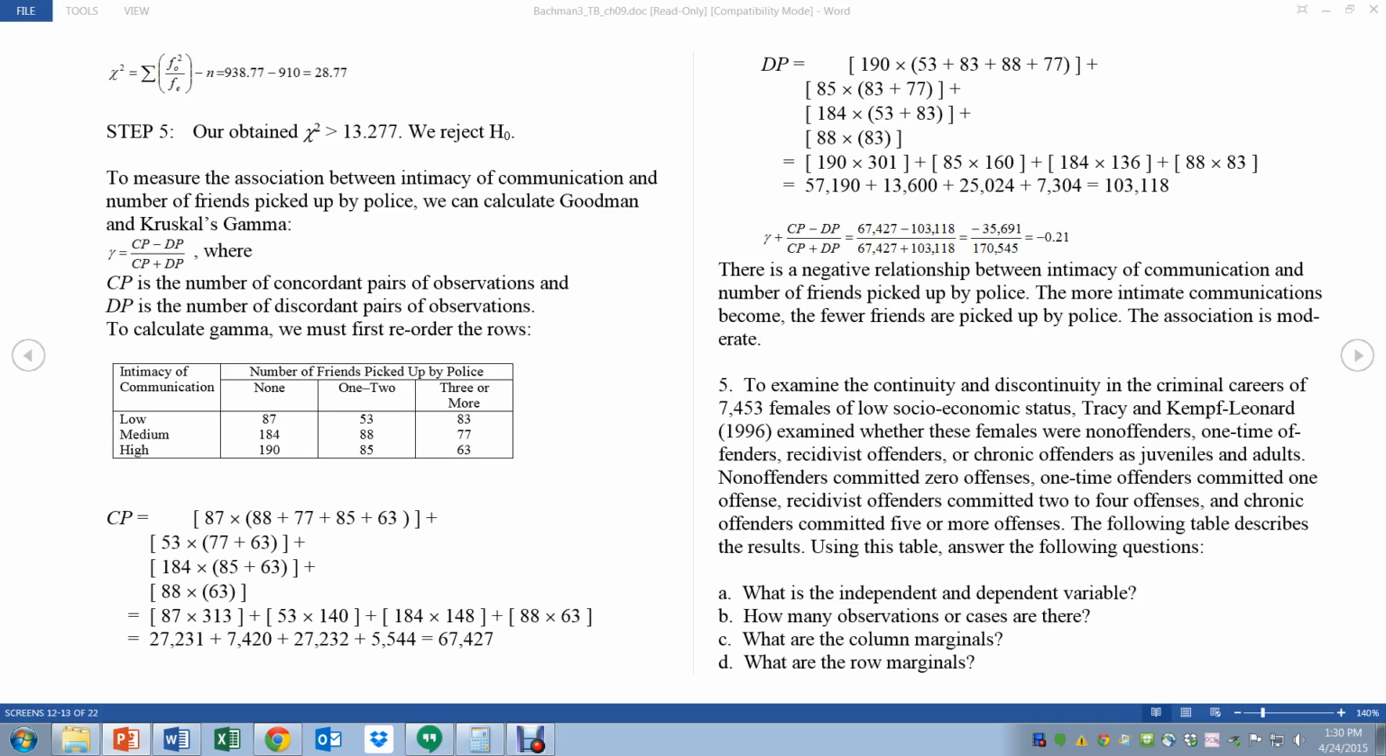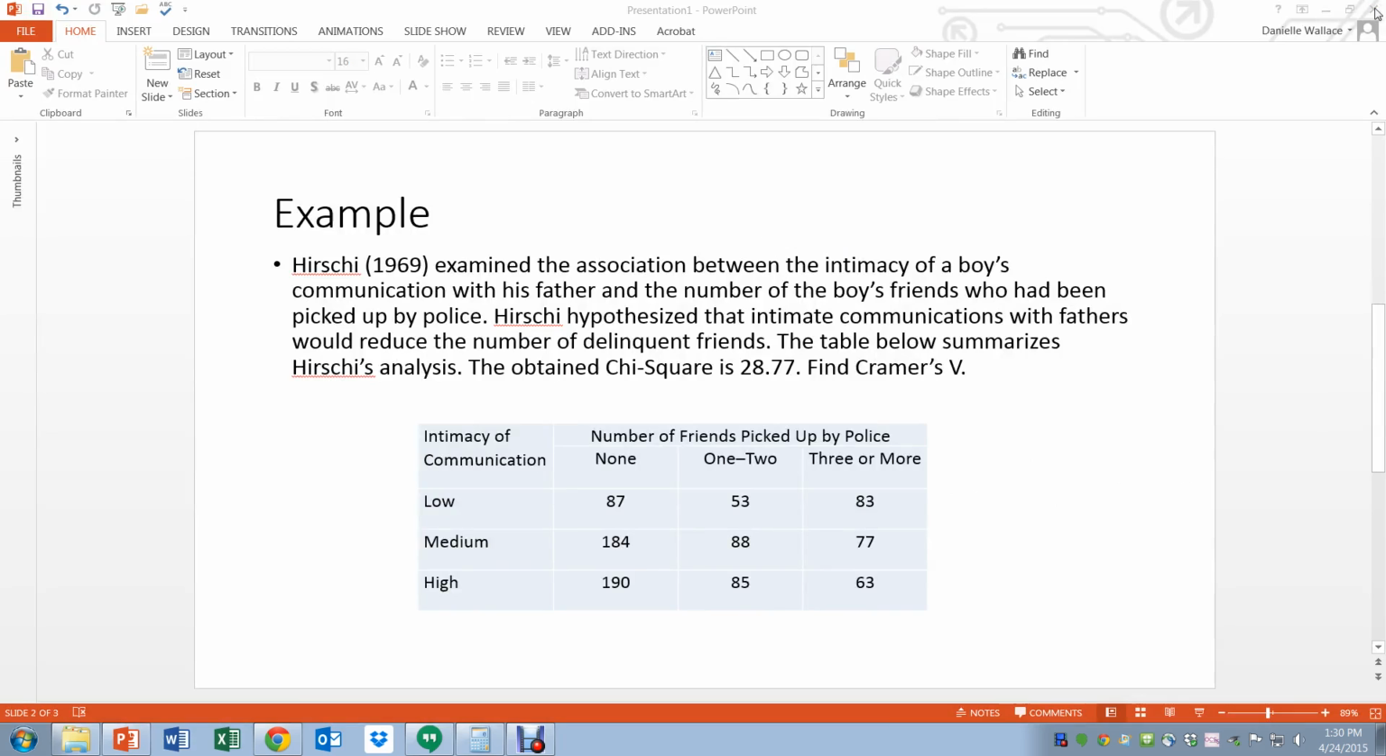What I wanted to do is do an example of Cramer's V for you. So I have this example here.